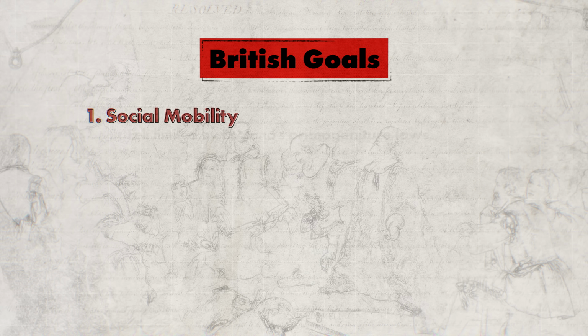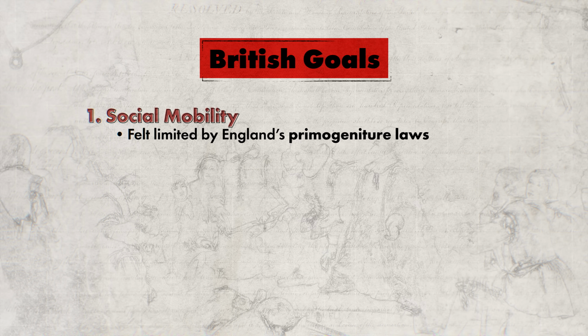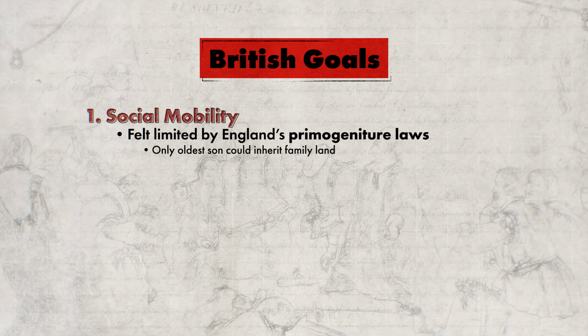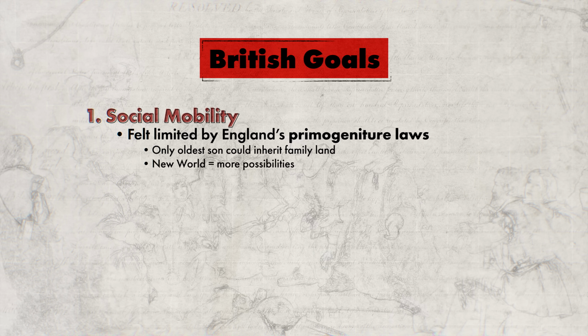For example, in England, a set of primogeniture laws dictated that only the oldest son could inherit the family's land, and that meant that younger brothers who had some social ambition looked to the New World for the land that they were denied back home.